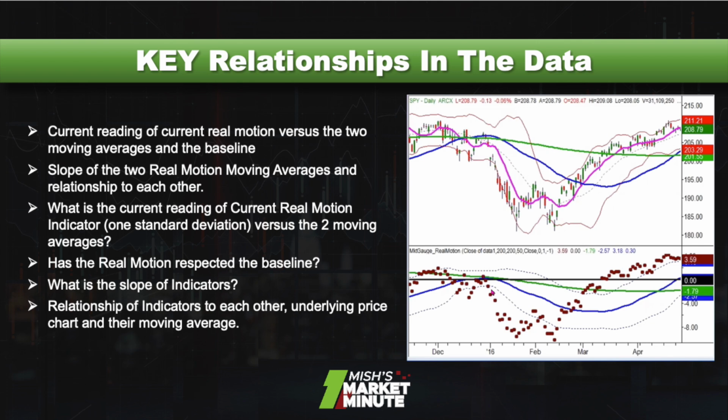So the key relationships in this data is that the current reading of the current real motion versus the two moving averages and the baseline. We look at the slope of the two real moving averages and the relation to each other. What is the current reading of the real motion indicator, one standard deviation versus the two of the moving averages, and has the real motion respected the baseline? What is the slope of the indicators and the relationship of the indicators to each other and underlying price in their moving average?